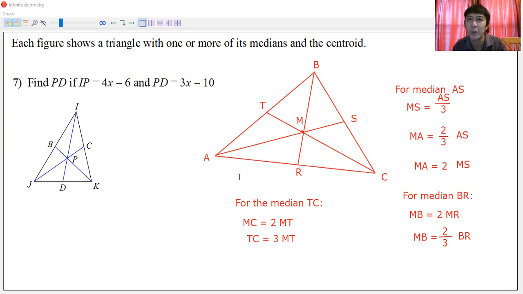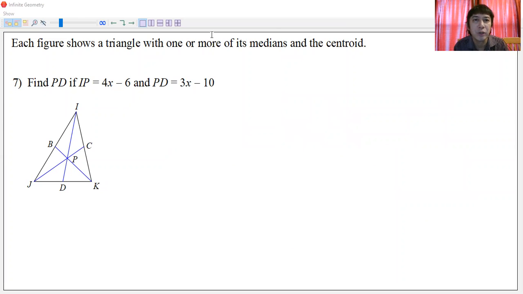All right, let's do number 7, and let's clear our formulas. Let's start with our solution. Each figure shows a triangle with one or more of its medians and a centroid. So you can see the drawing over there, the diagram, and you see there are different letters for each point and vertex. We're asked to find PD, if IP equals 4x minus 6 and PD is equal to 3x minus 10.